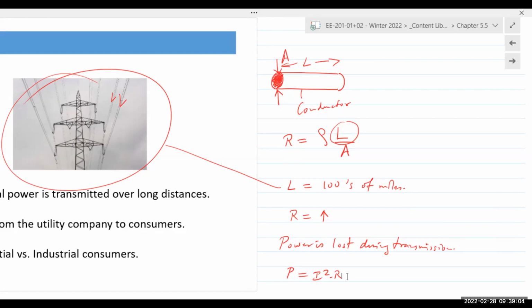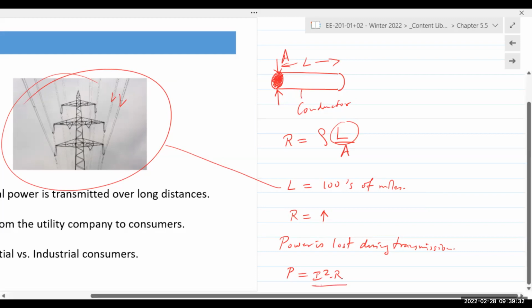Hence, if you remember, on the first day of class I mentioned that our power outlets in North America are 120 volts. In other parts of the world, it's 220, 230, 240 volts. The reason is electrical power is the product of voltage and current. If we keep the current constant and increase the voltage, now we can transmit a lot more power. The whole point is we want to keep our losses low. I squared R losses should be low. Does it make sense so far?